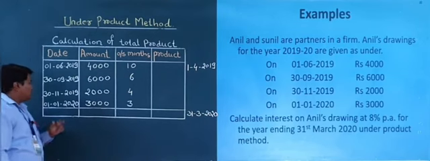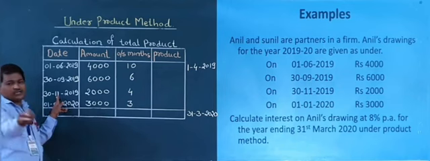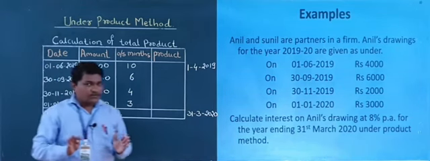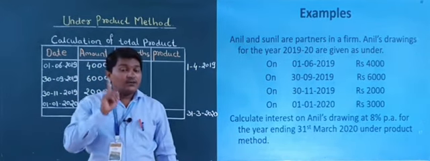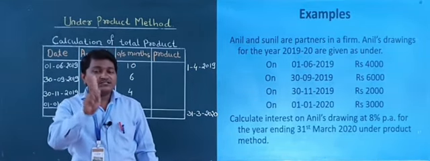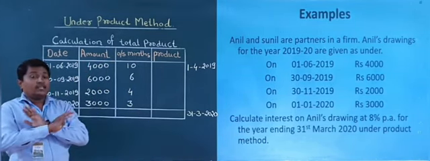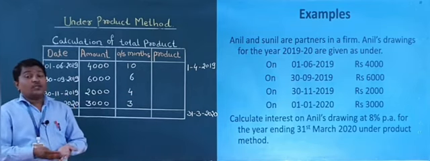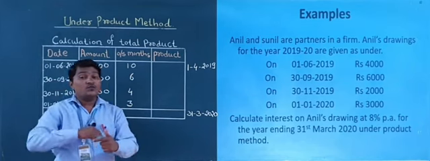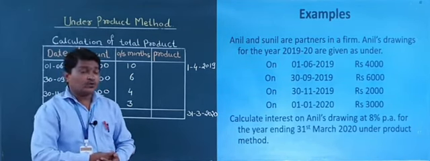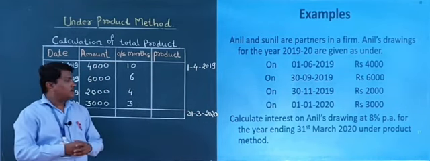Then 1, 2, 3. This is last. So we skip this and go for next month. So, to clarify how to calculate outstanding months: if the amount is withdrawn on the first day of the month, then you count that month, and if he withdrew the drawing amount on the last date of the month, then you skip that month and count from the next month up to 31st March. Up to 31st March. Yes.